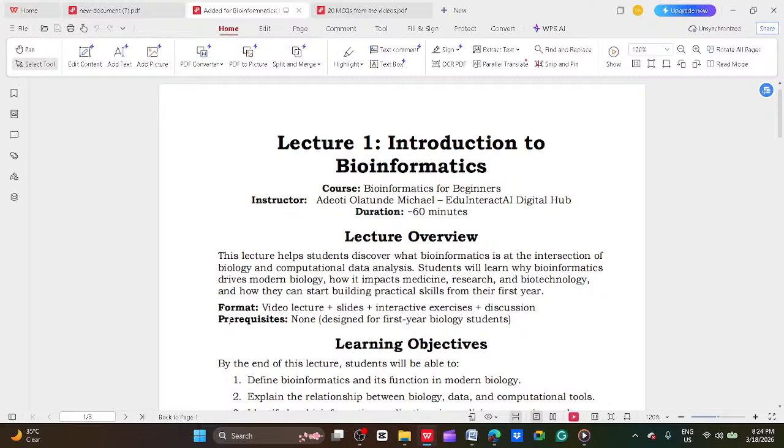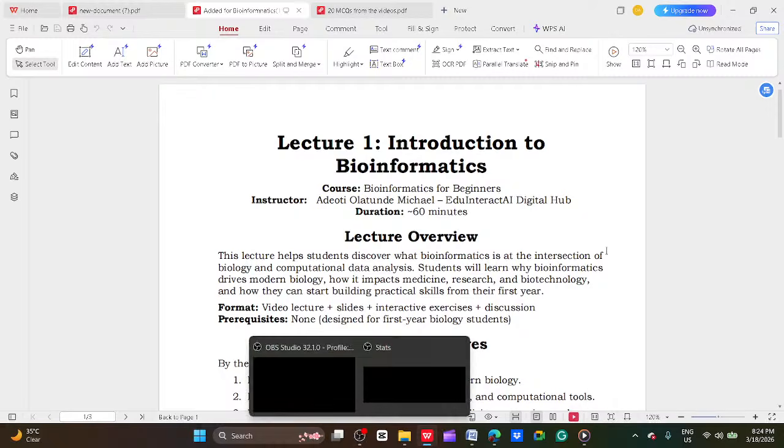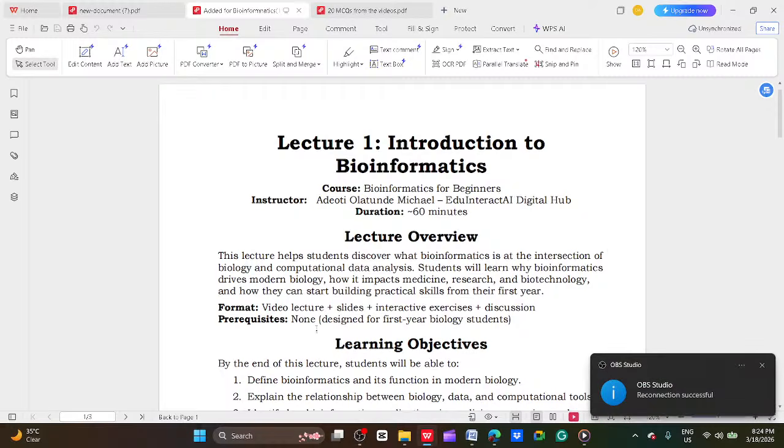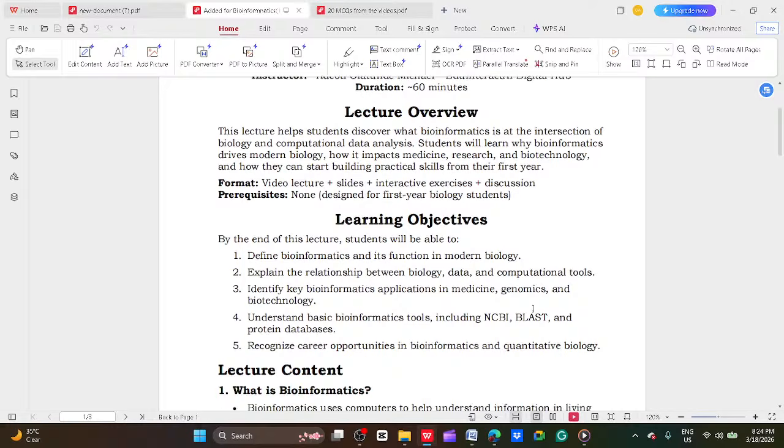And the prerequisite is that you are still a first year biology student in a higher institution. No coding is required. It's not a prerequisite. You don't need to go and learn coding. What you just need is to be a first year student, okay? And by the end of this lecture, you should be able to achieve the following objectives.